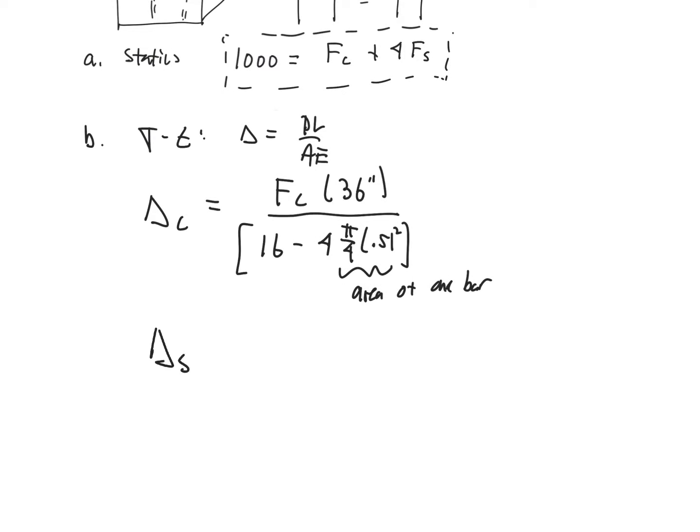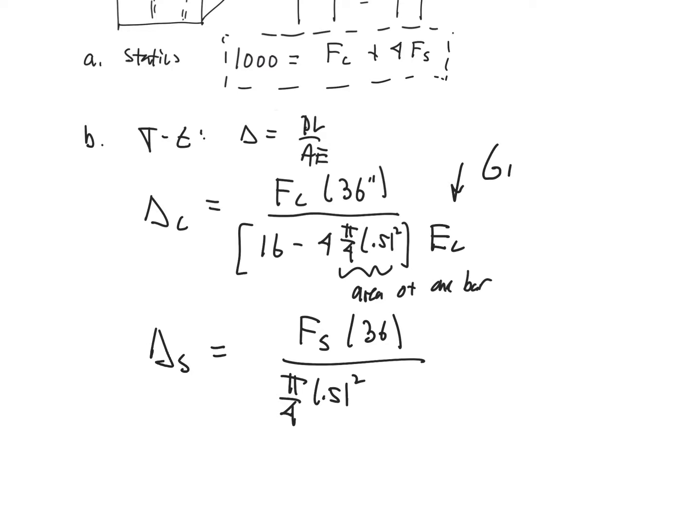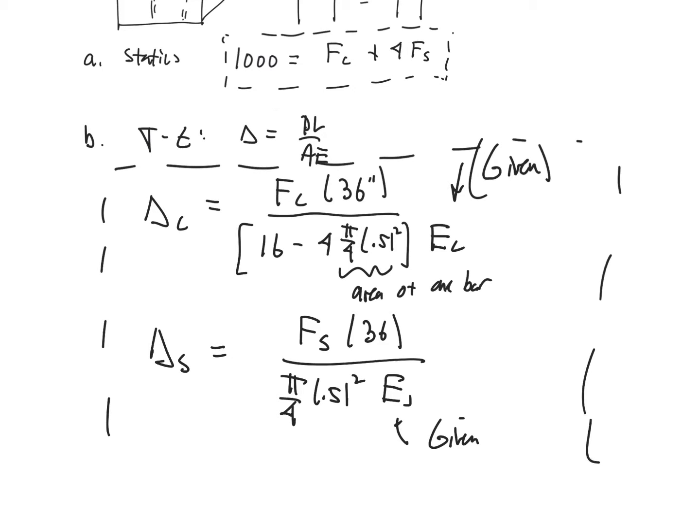Delta of the steel, that's going to be the force in 1 steel bar times its length divided by the area of one steel bar, that's pi over 4 times 0.5 squared. And then, oh, I forgot the E of the concrete, didn't I? E of the concrete, which will be given. We'll put that as a parenthetical. And then this one will be E of the steel, which will also be given. So there they are. Those are the stress strain laws. That's the delta is PL over AE for those particular segments.